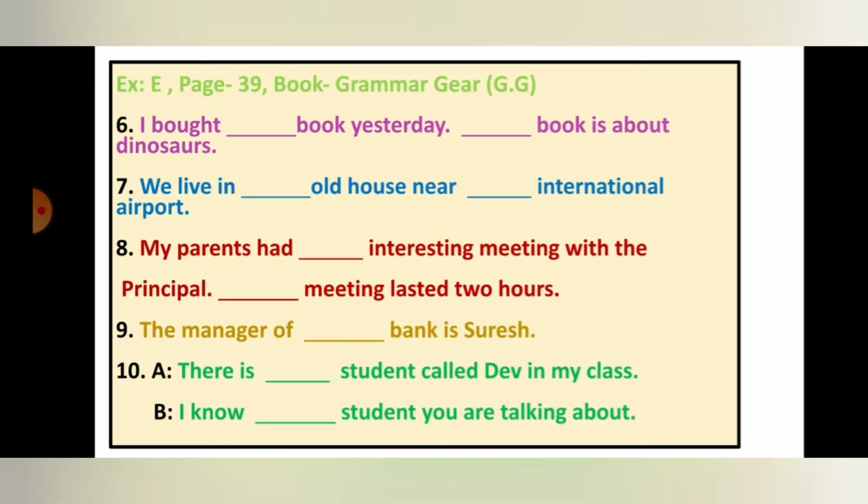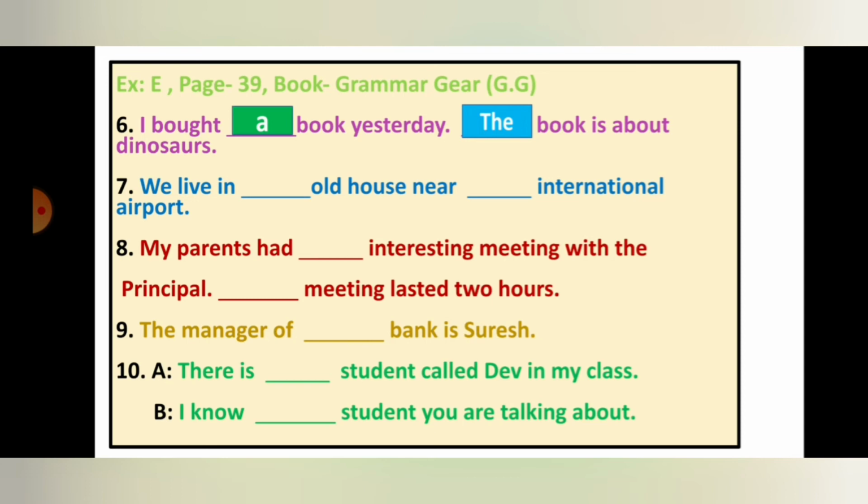Then number 6. I bought dash book yesterday. So I didn't say I bought an book. I didn't say I bought the book, because I didn't tell about the book yet. So I bought a book yesterday. Then if I'm telling again about the book, I have to use the. I bought a book yesterday. The book is about dinosaurs.